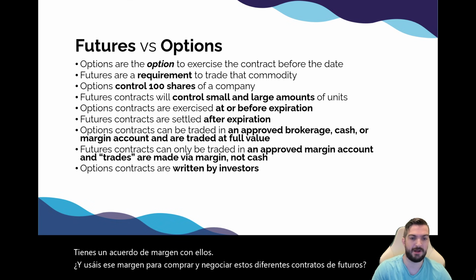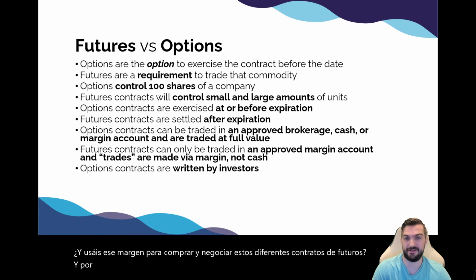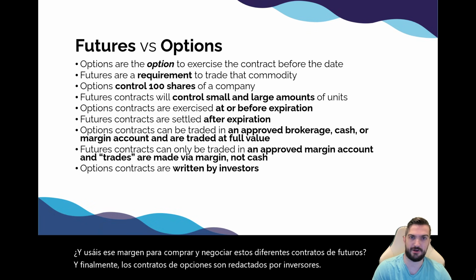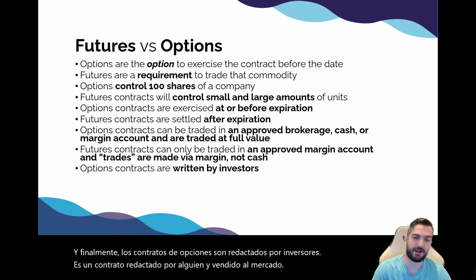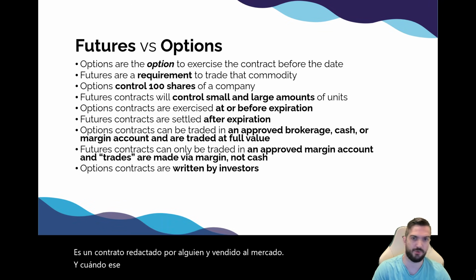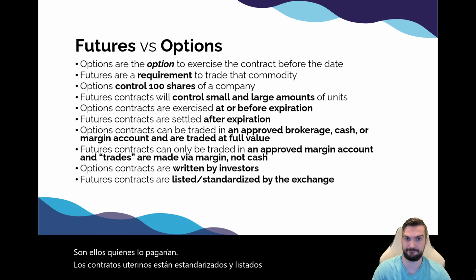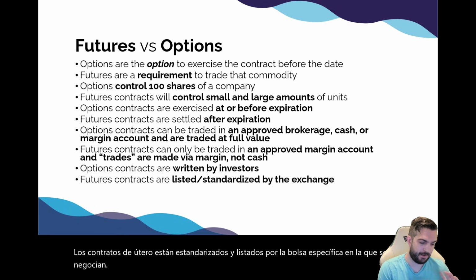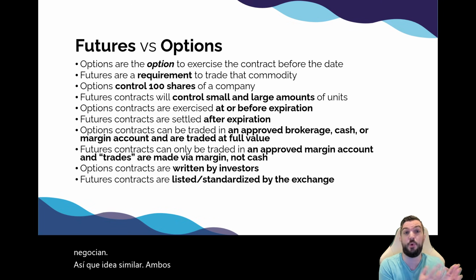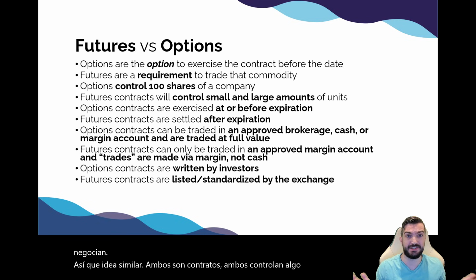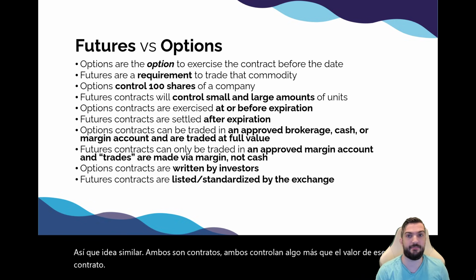And then finally, options contracts are written by investors. It is a contract written by someone and sold to the market. And when that contract is honored, they are the ones that would pay it out. Futures contracts are standardized and listed by the specific exchange that they're traded on. So, similar idea. Both are contracts, both control something more than the value of that contract, and everything beyond that point is completely different.